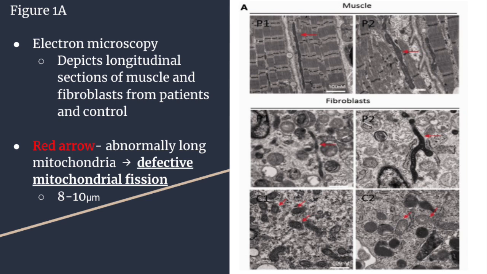However, under electron microscopy, it is revealed that both possessed abnormally long mitochondria, indicated by the red arrow, which measured between 8 to 10 micrometers in length. This, therefore, suggests a major defect in mitochondrial fission, which is the issue tackled by this article.